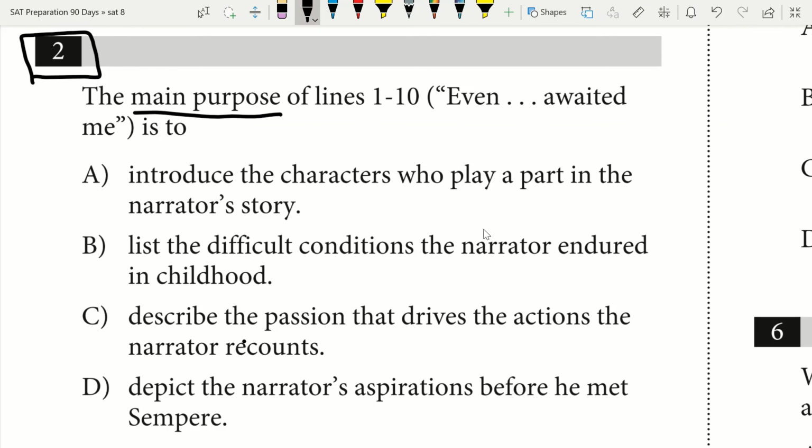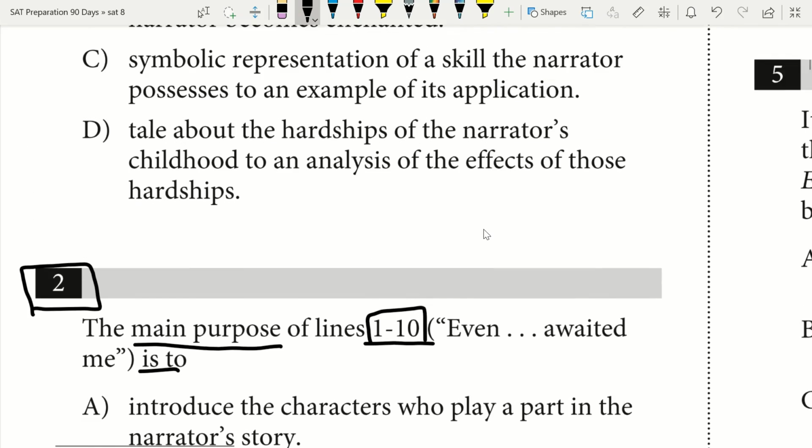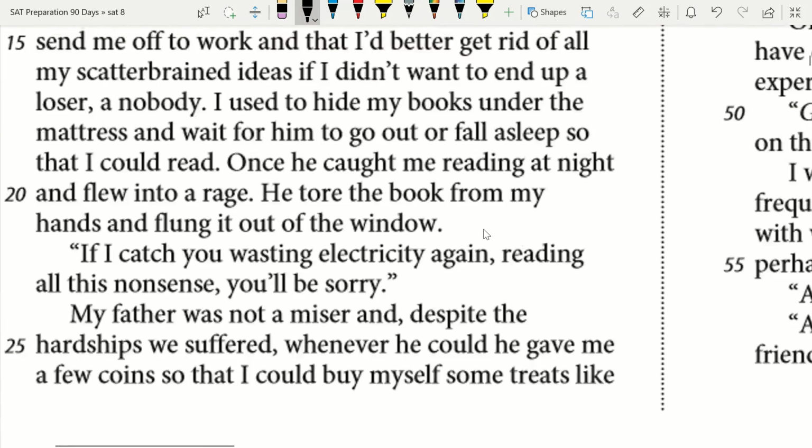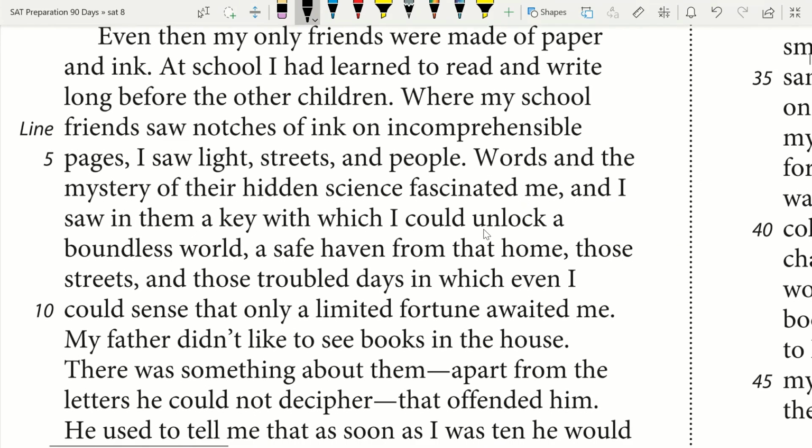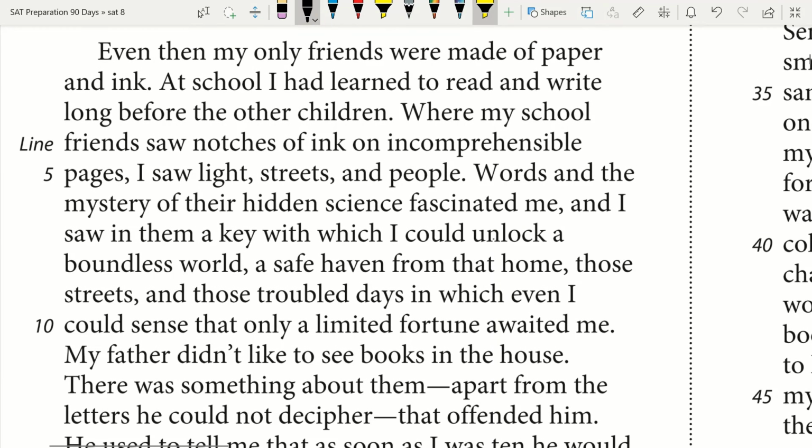So we have: the main purpose of lines 1 through 10 is to do what? Now in this case, since it's just 10 lines, I'm going to go there and we'll read through it, and then I'll help you decide on what the purpose is, because to answer this one you would need to read on a little bit, but obviously we don't have time to read through the whole thing. So we have, "Even then my only friends were made of paper and ink."